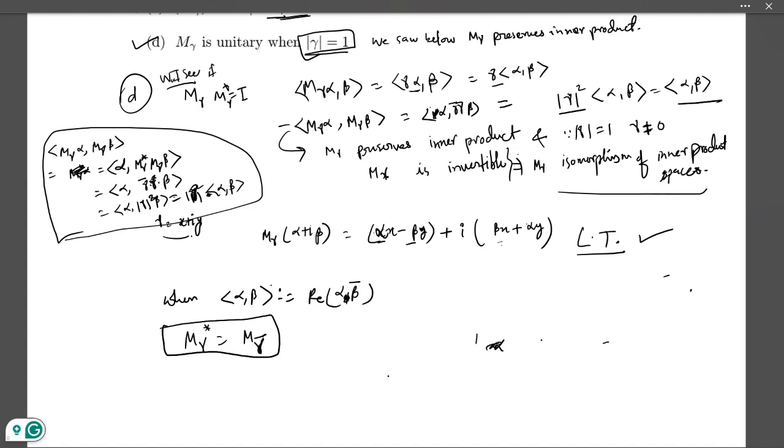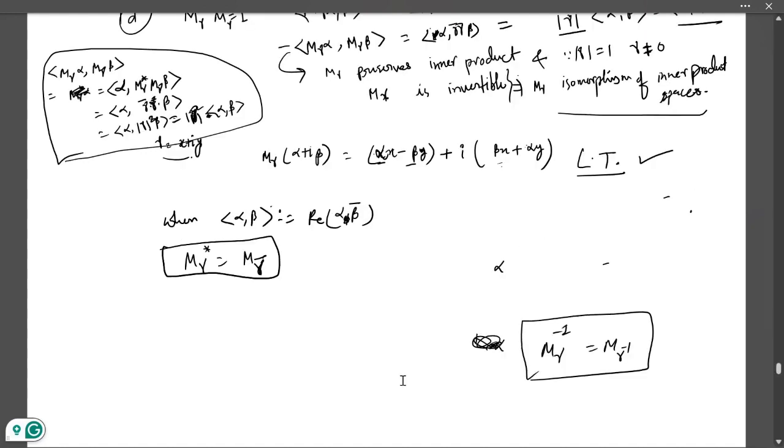Okay, let me write it. M gamma inverse is basically M of gamma inverse. If you multiply by something, let's say some i, then multiply by i inverse, then that will be the inverse for the initial operator. Okay, good. Let's see the next question.